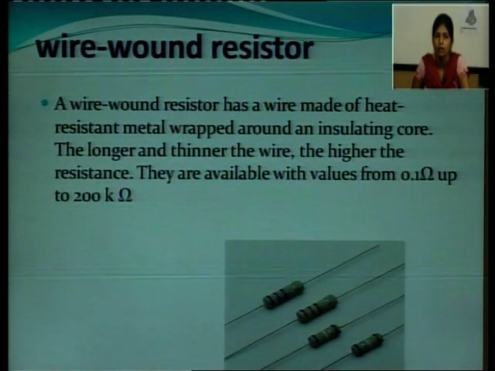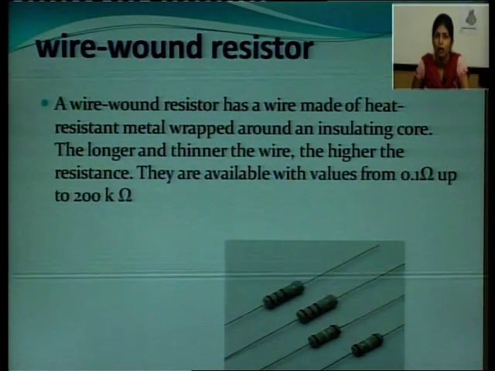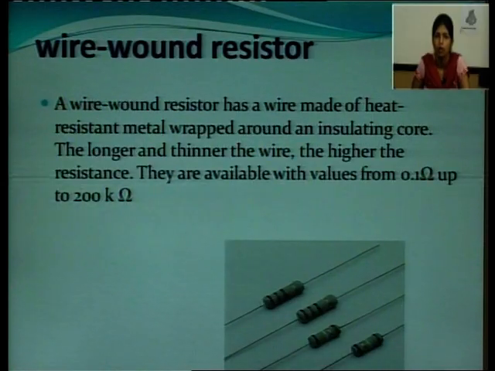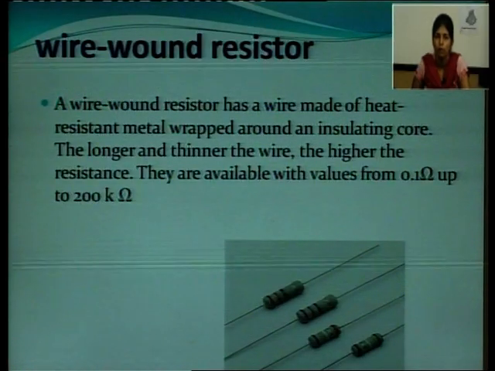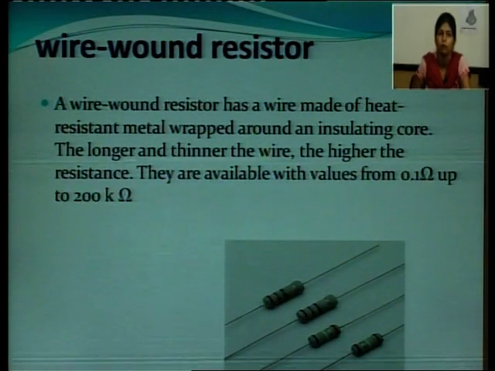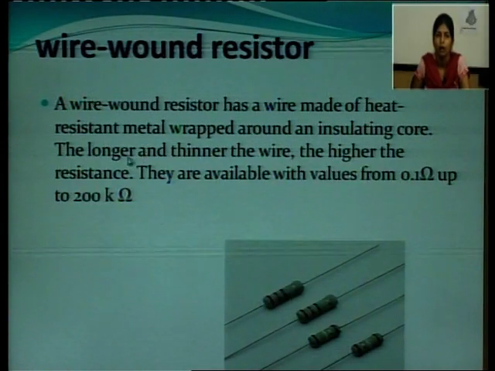A wire wound resistor has a wire made of heat resistant metal wrapped around an insulating core. The longer and thinner the wire, the higher the resistance. They are available with values from 0.1 ohm to 200 kilo ohm. So mind this line, the longer and thinner the wire, the higher is the resistance.